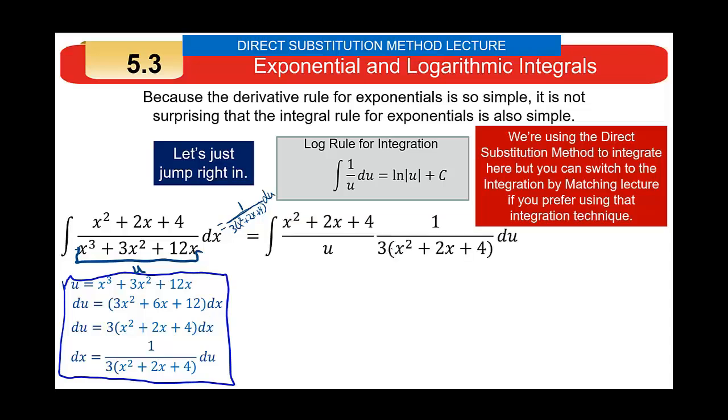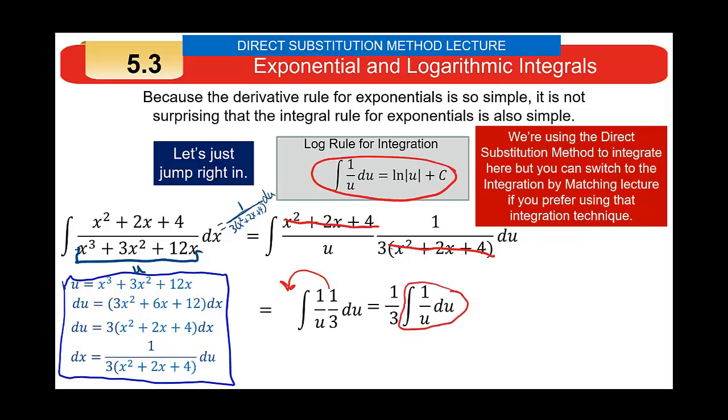The x squared plus 2x plus 4 in the numerator is going to divide out with the x squared plus 2x plus 4 in the denominator, leaving only the 1 in the numerator and 3 and the u in the denominator. And that 1/3, being a constant factor, can be moved out, and you end up with the exact formula above that tells us that the integral of 1 over u du is the natural log of the absolute value of u plus c. Don't forget the 1/3 is still sitting there.